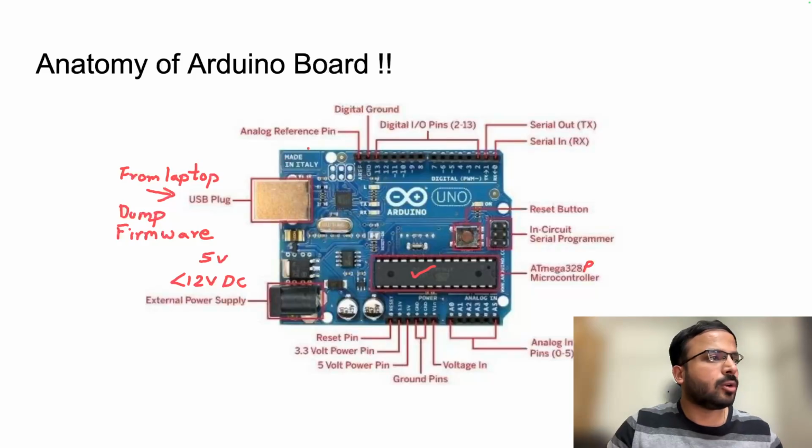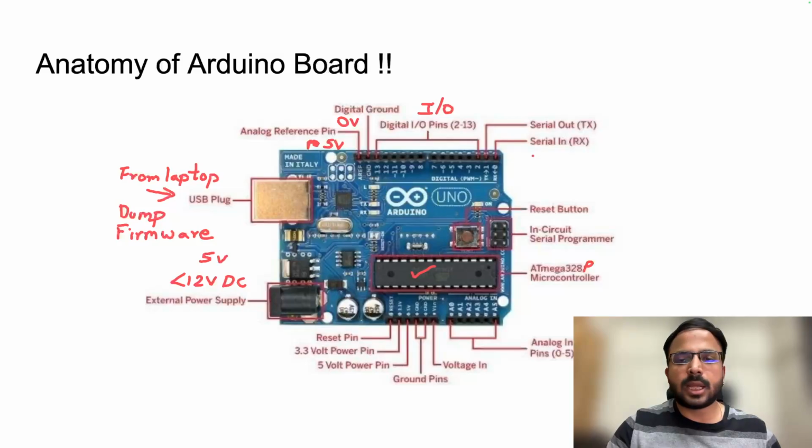Now we will go over the input output port. So in general, this one actually is a 5-volt reference pin. Then you have a digital ground. So this will be around 0 volt. Now these digital IO pins are configurable into input or output. So there are 14 pins including this digital ground.